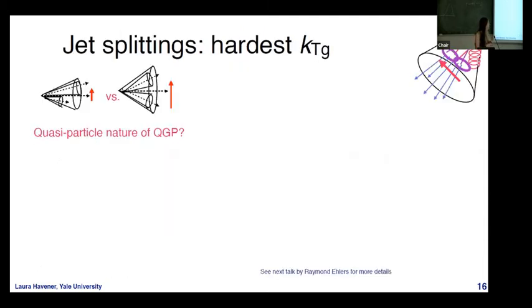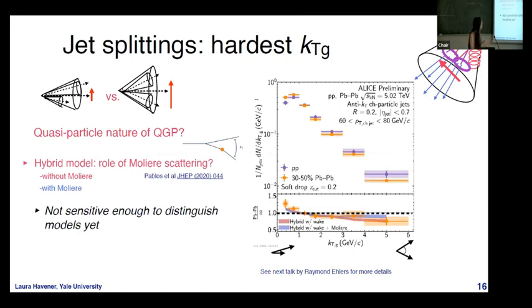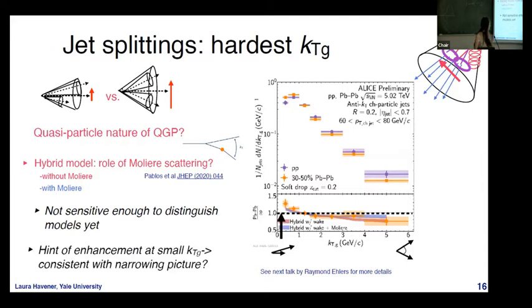And so finally, we can look at the hardest kT, looking at the hardness of the splitting. Here, the focus is on the ratios, the lead to PP. It's compared to the hybrid model, which looks at the role of Moliere scattering, and it turns it on and off. You can see there is a difference in the models at high kT, but our measurement doesn't seem to be sensitive enough to distinguish them yet. But if you look at low kT, we see hints of an enhancement at small kT, which would be consistent with this narrowing picture.